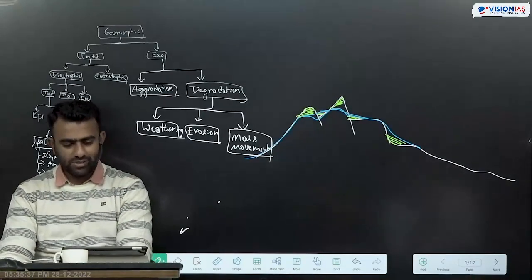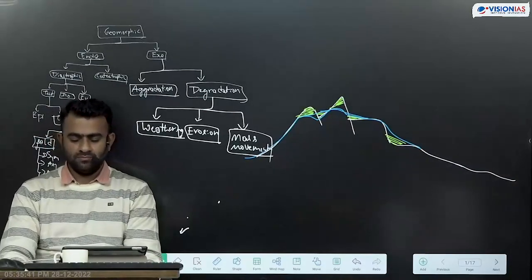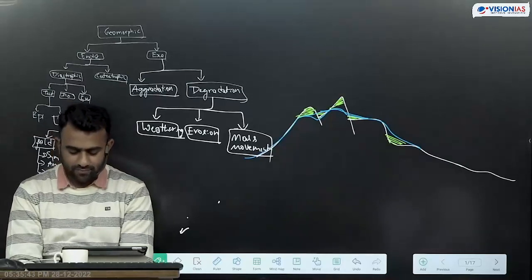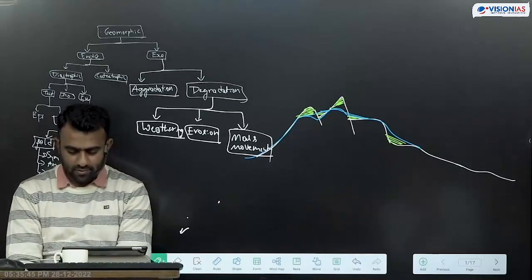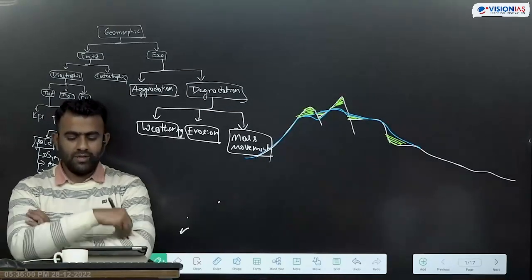Exogenetic processes involve aggradation and degradation.